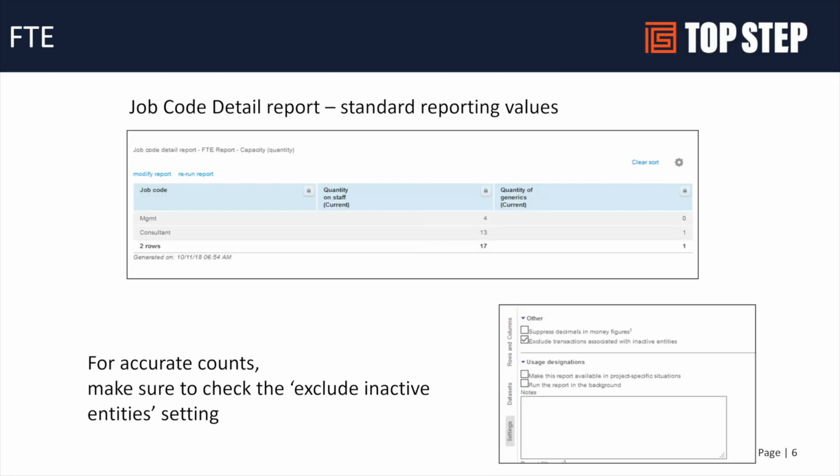So here's a job code detail report. If you just go into your reporting engine and create a job code detail report, you can include quantity on staff in that report, and it'll subtotal by the job codes you have and the quantity on staff. So in this case, we have 4 managers and 13 consultants. Be aware, though, you will want to exclude inactive resources using that checkbox in the report setup, because if you don't, you will pick up everybody, whether they're active or not, which will skew your numbers for your quantity. So make sure you do that.